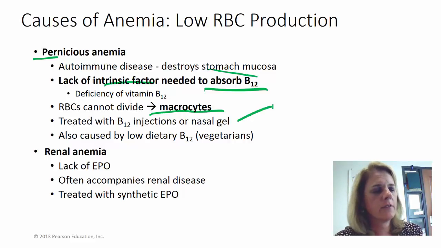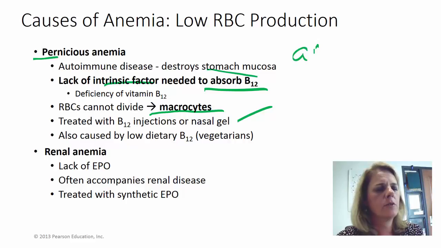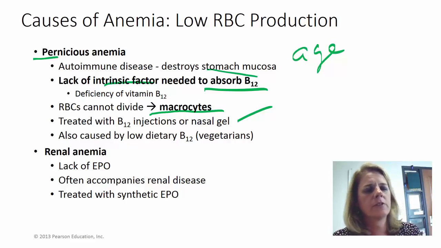It's easily fixed by giving the patient B12, which is either an injection or just a nasal spray. It's really common as you get older. Your stomach mucosa naturally declines as you get older, and so people over 60 a lot of times get a B12 injection. It's also very common in vegetarians, so they also have a tendency to become low in B12.